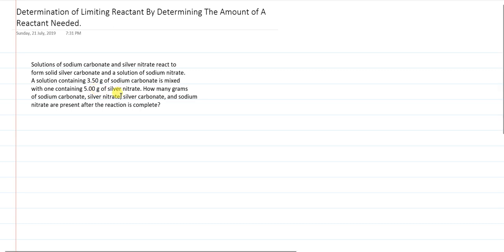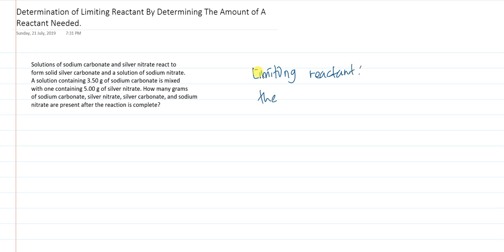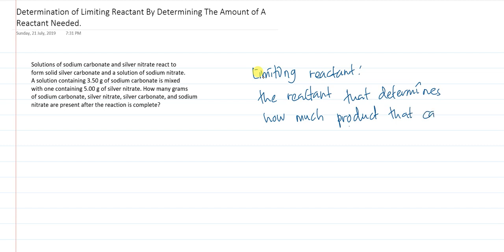By definition, a limiting reactant is the reactant that determines how much product can be formed.